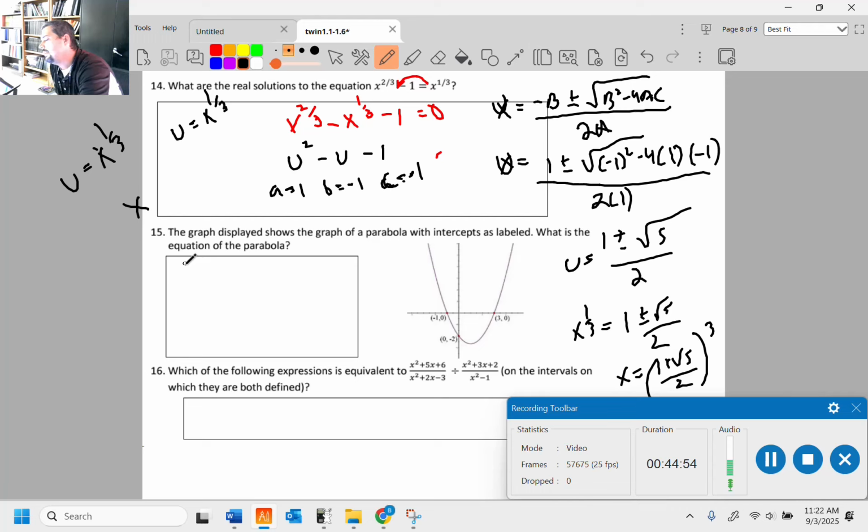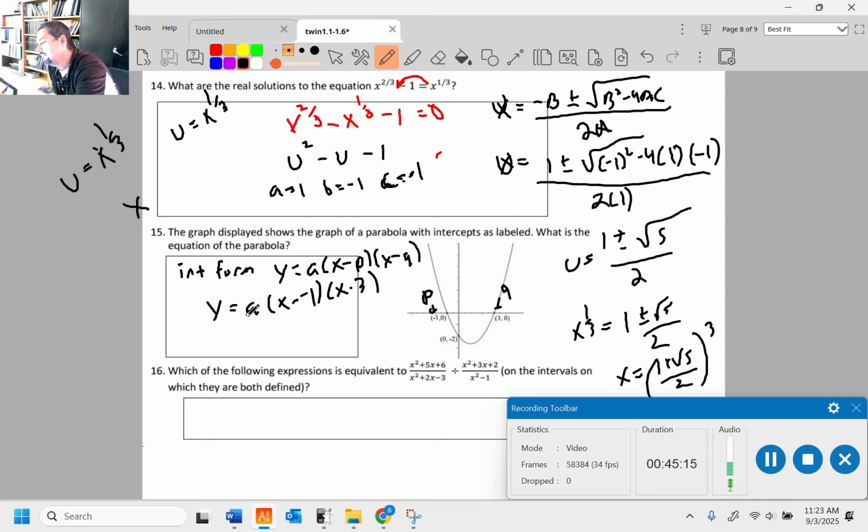There's a form out there called intercept form. It's y equals a times x minus p times x minus q. And this is p and this is q. So I can say that I have some a times x minus a negative 1 times x minus a 3, which is y equals a times x plus 1 times x minus 3.